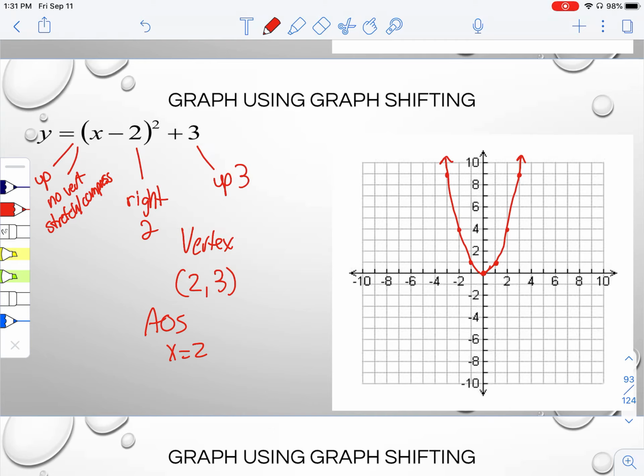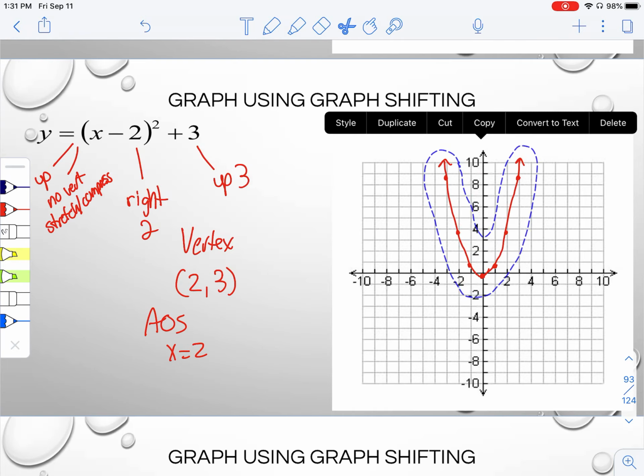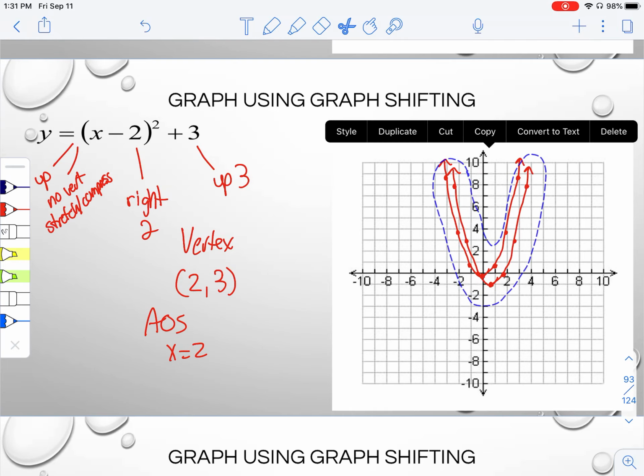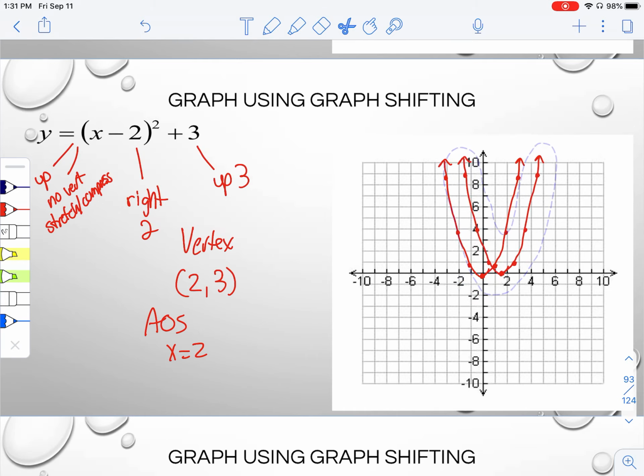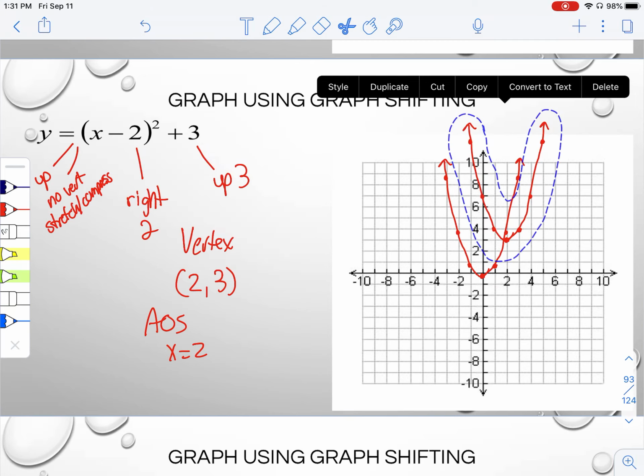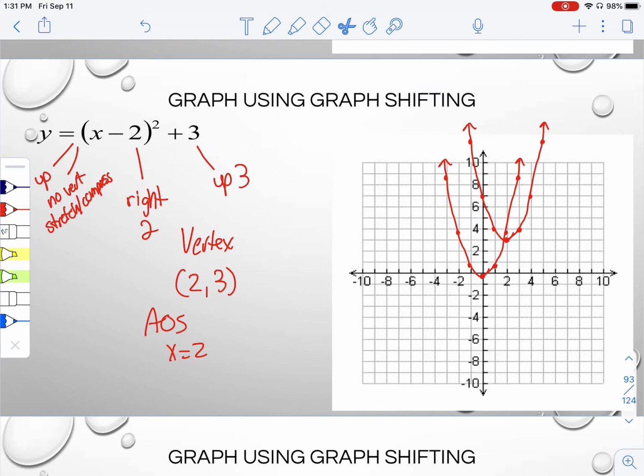So if we took this graph and we duplicate this, all we have to do is slide this over to the point (2, 3), and that becomes our new parabola. There's no stretch or compression factor. Everything just slides right 2 and up 3, just like our observation stated.